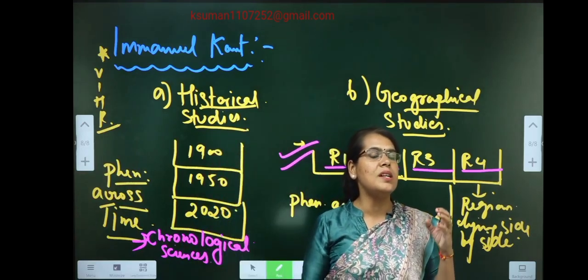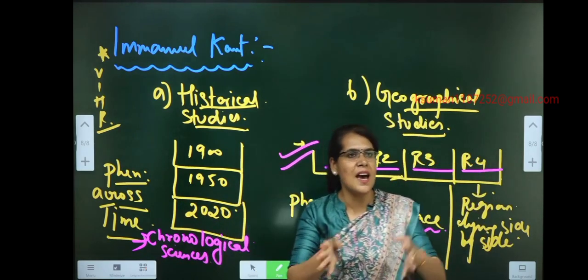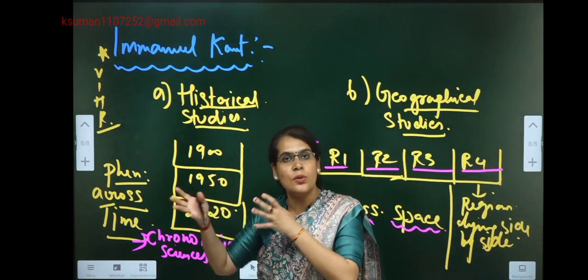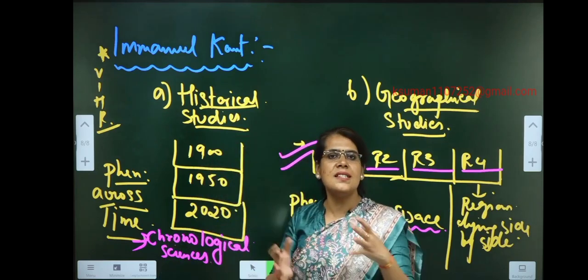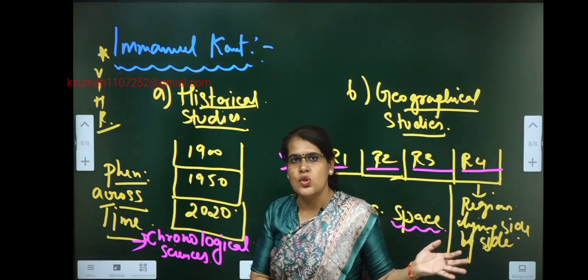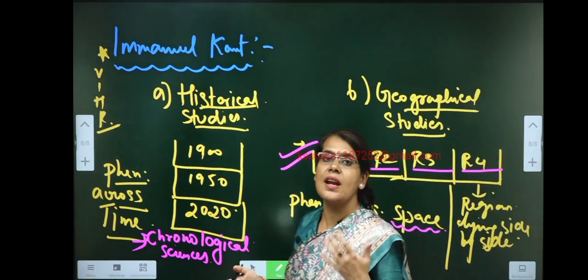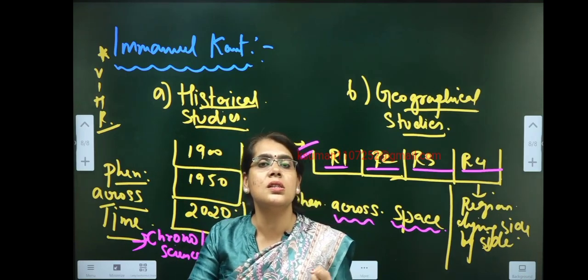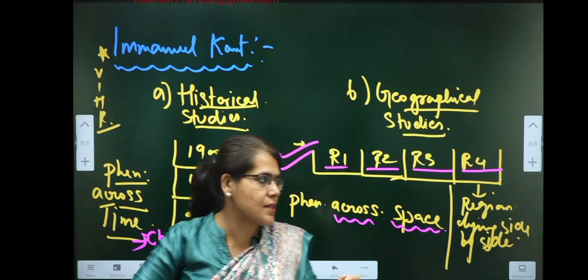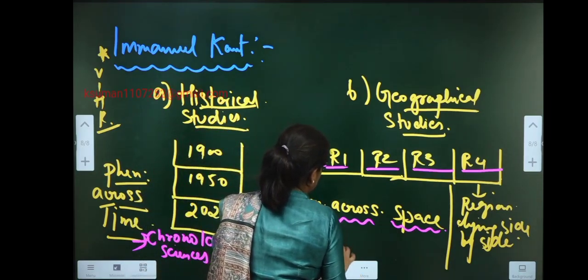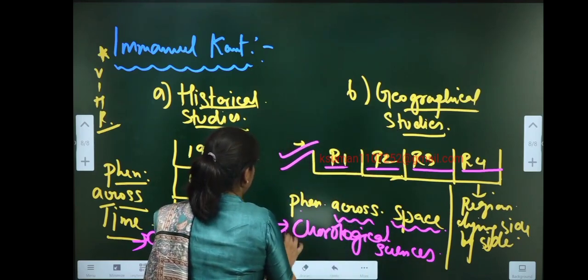Whereas when we are trying to understand the geographical studies, what are the geographical studies? They study the phenomena which is lying side by side. We have divided this space into different regions and we are trying to understand the interrelationship between the phenomena across regions. And these regions are lying side by side in the same space. So hence, we are trying to understand the phenomena lying side by side. And because we are trying to study this phenomena across those units which have been divided across the space, this is the chorological sciences, or the chorology.